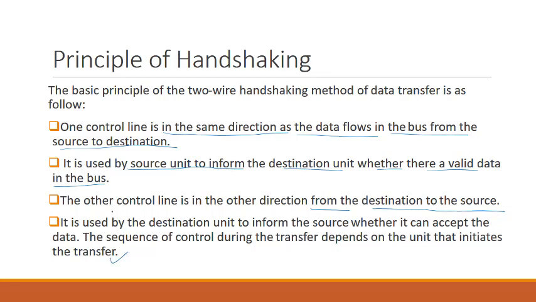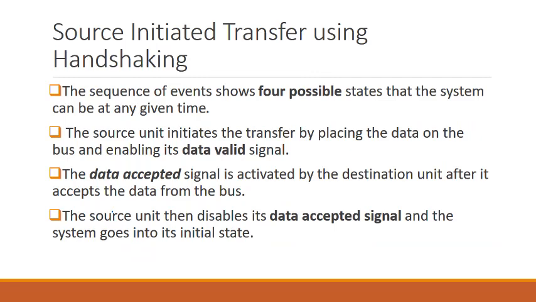In a block diagram, we will discuss these four possible steps, the sequence of events of the four possible states of the system. First, the source initiated transfer using handshaking. There are two types of handshaking: the first one is source initiated handshaking and the second one is destination initiated handshaking.